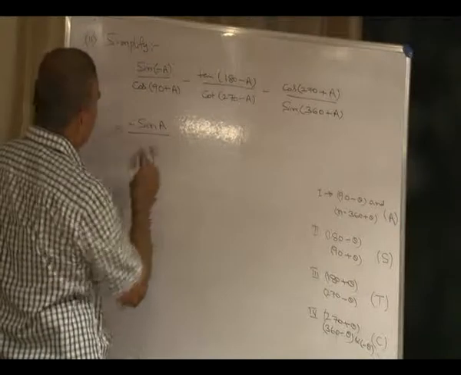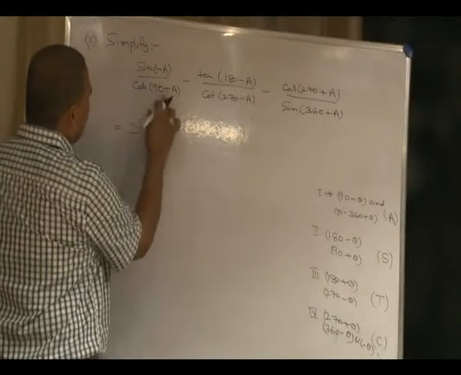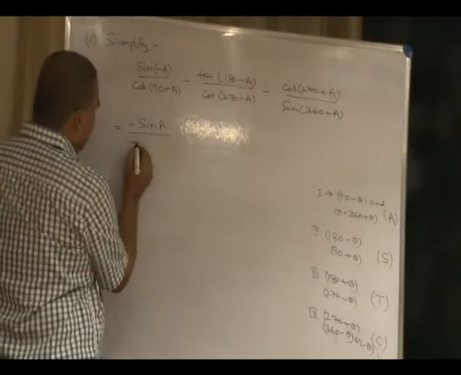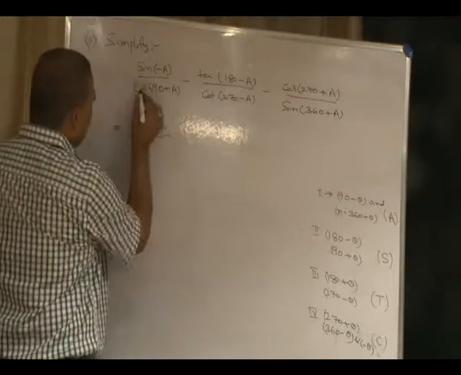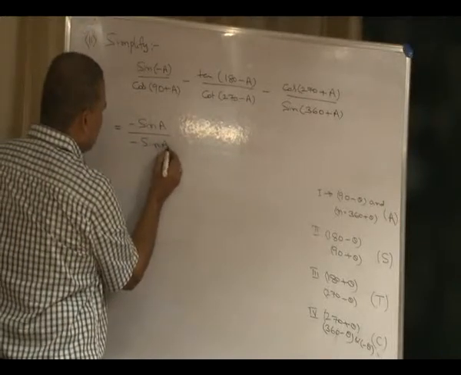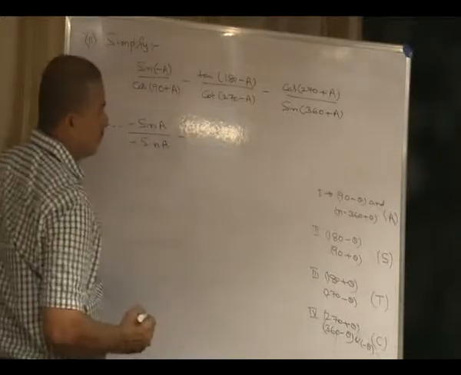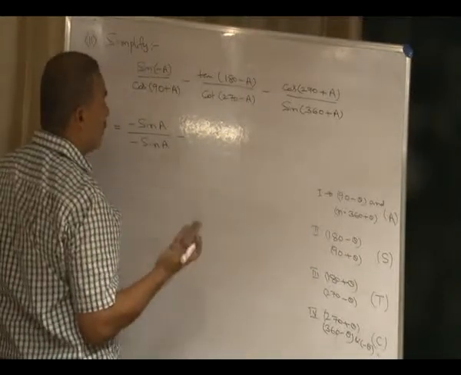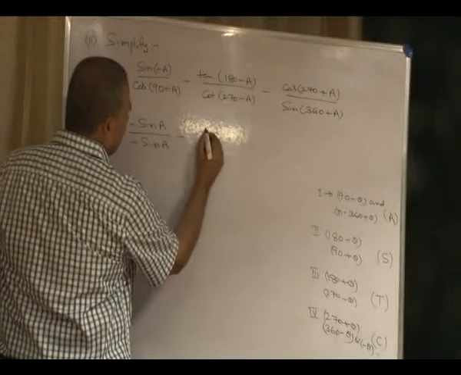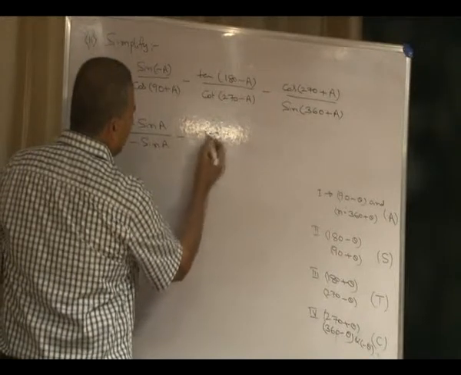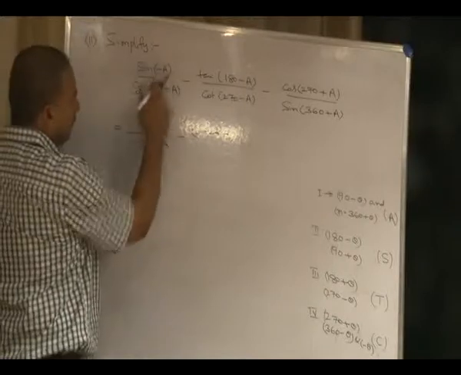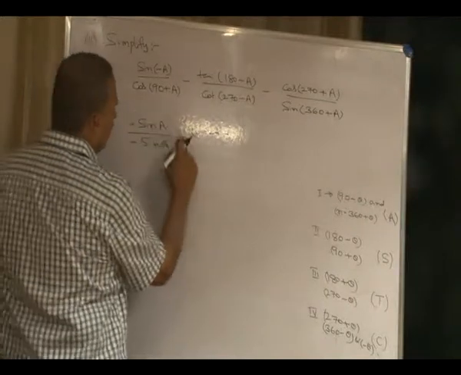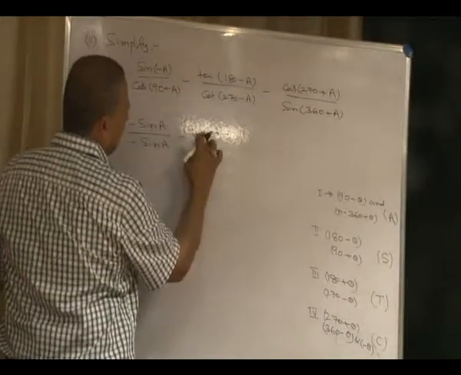Cos of 90 plus a comes under the second quadrant. In the second quadrant cos is negative, and in 90 plus a the cos function changes to sin. Minus tan of 180 minus a: 180 minus a comes under the second quadrant. In the second quadrant tan is negative, and in 180 minus a the function stays the same. The sin of minus a is minus sin a, cos of 90 plus a is minus sin a, and minus tan of 180 minus a is minus tan a.